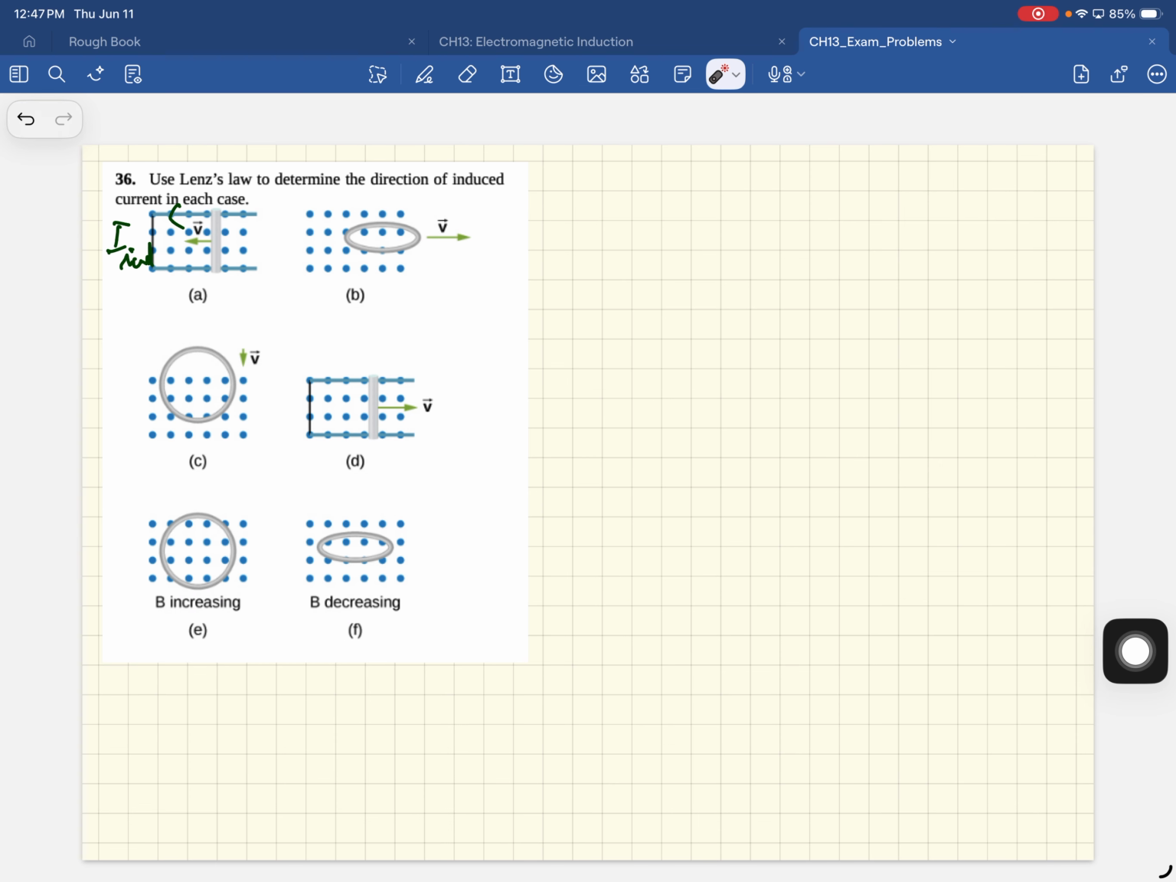All right, so that's 10 to the minus 9, 10 to the minus 6. This is 10 to the minus 2, so 10 to the minus 4 volts. 6 times 25. That's 150. 15 into 10 to the minus 3 volts. Okay, so the induced EMF is 15 millivolts.